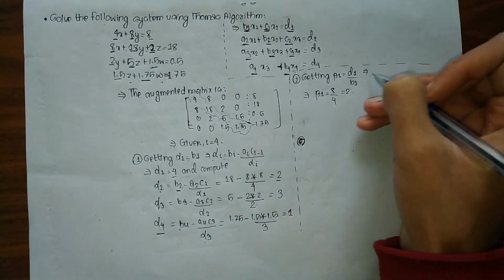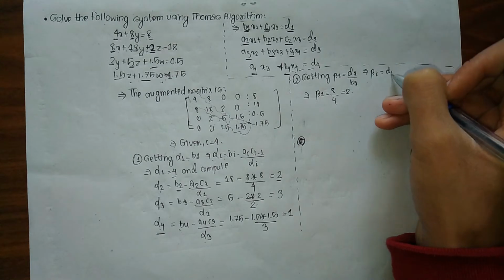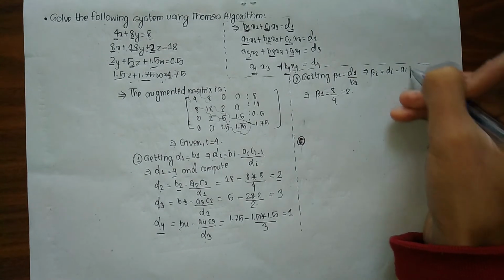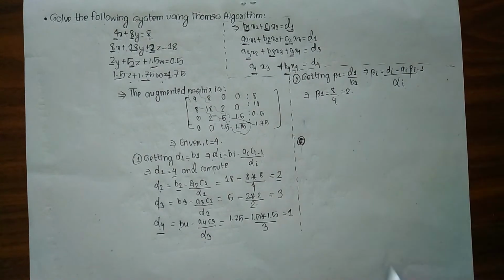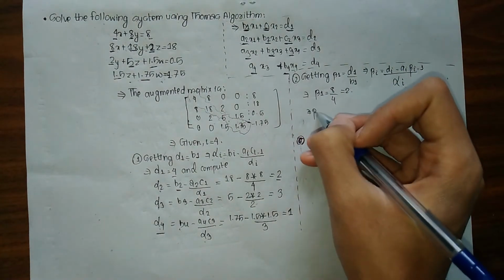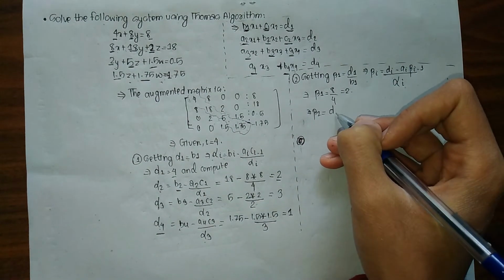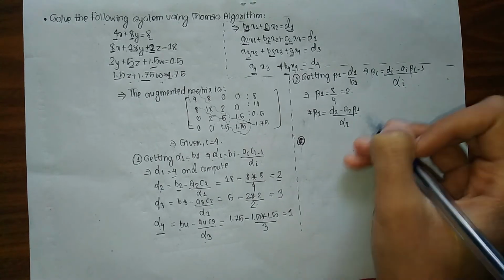As I explained before, my formula for beta I is d_i minus a_i beta (I minus 1), all divided by alpha I. So we'll be using that formula. Next we compute beta 2. Beta 2 will be equal to d2 minus a2 beta 1 divided by alpha 2.